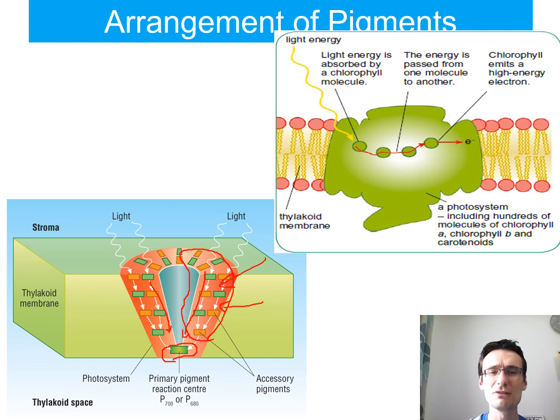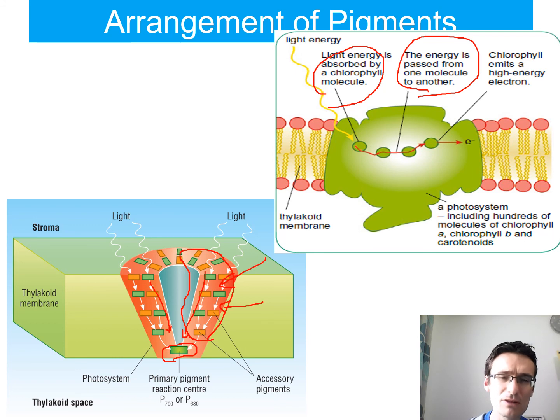So at the top here, we've got another version of it, which says light energy is absorbed by the chlorophyll molecule. The energy is passed from one to another, and then it emits a high energy electron. And that's the point of this primary pigment at the bottom here: it's going to emit an electron, which starts off the photosynthesis reaction effectively.